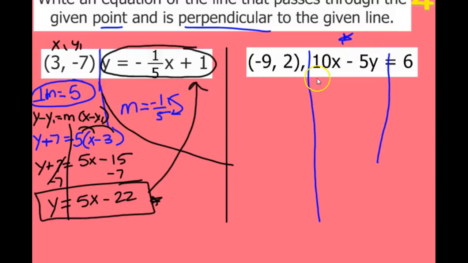So first, if I'm solving for y, I'm going to subtract 10x. So I have negative 5y. And you can't combine these. One has an x and one doesn't, so negative 10x plus 6. And then divide everything by negative 5.